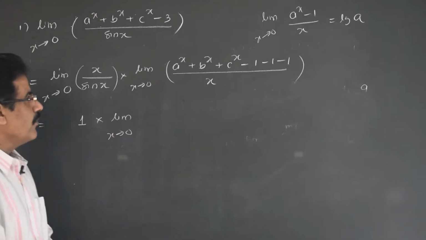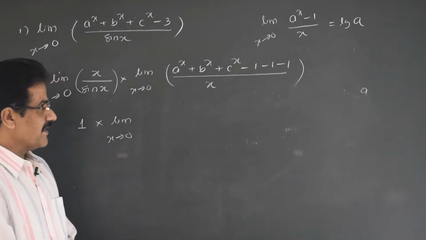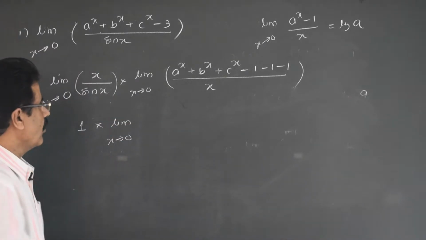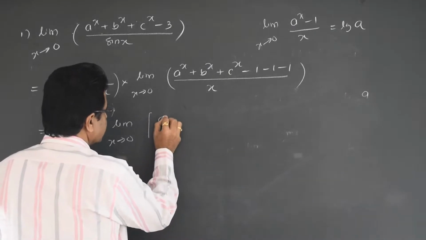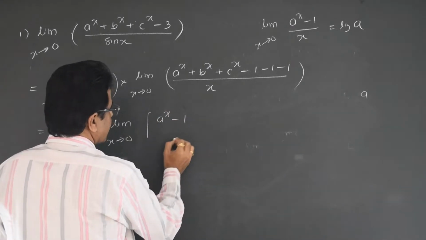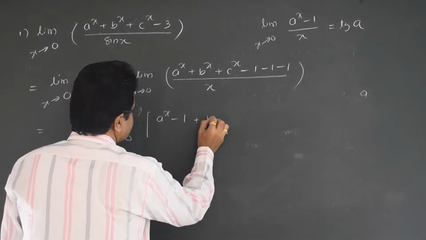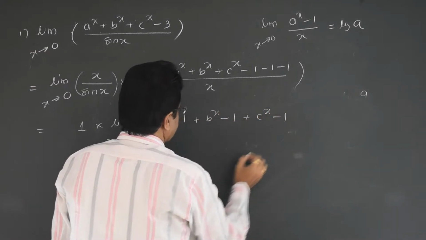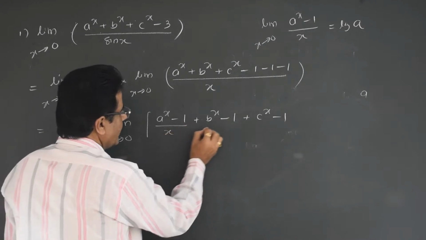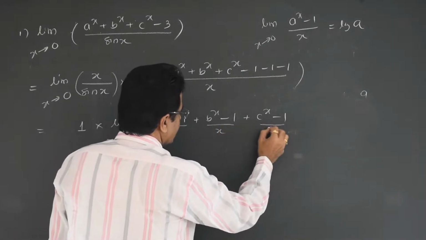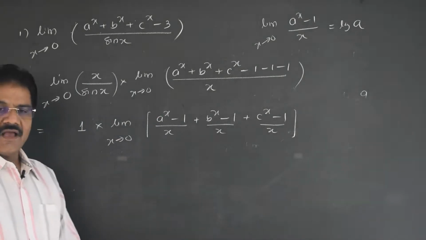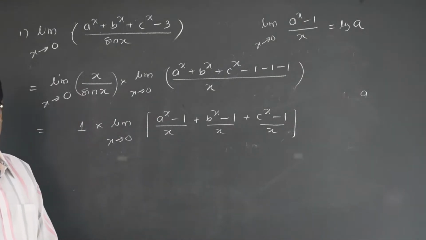Now what we are going to do, since our standard formula is (a raised to x minus 1) upon x is equal to log a, we are going to write down this term as a raised to x minus 1 plus b raised to x minus 1 plus c raised to x minus 1. And now we are going to split this x into 3 parts in this manner, so the original value doesn't change. And now we are going to use algebra of limits.